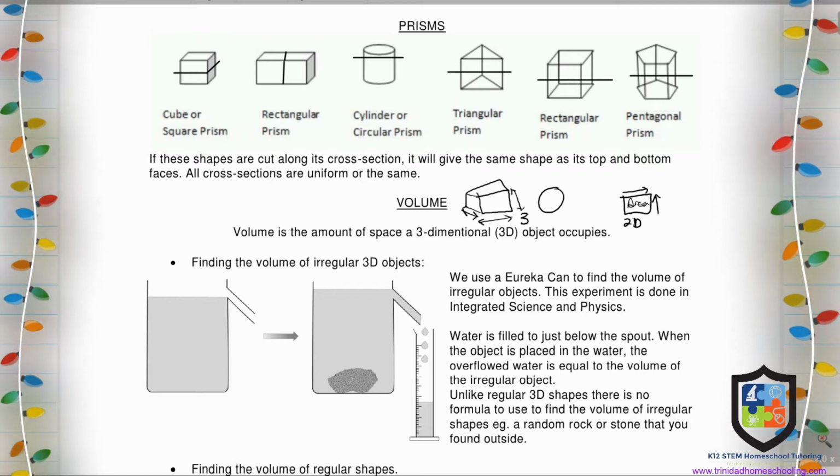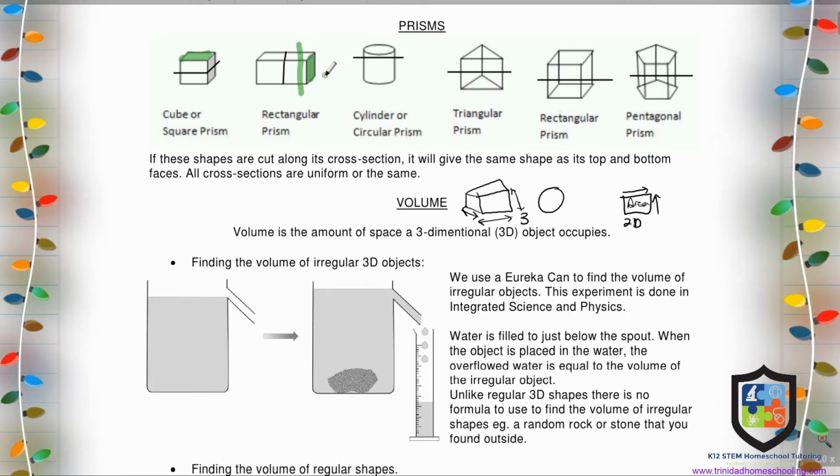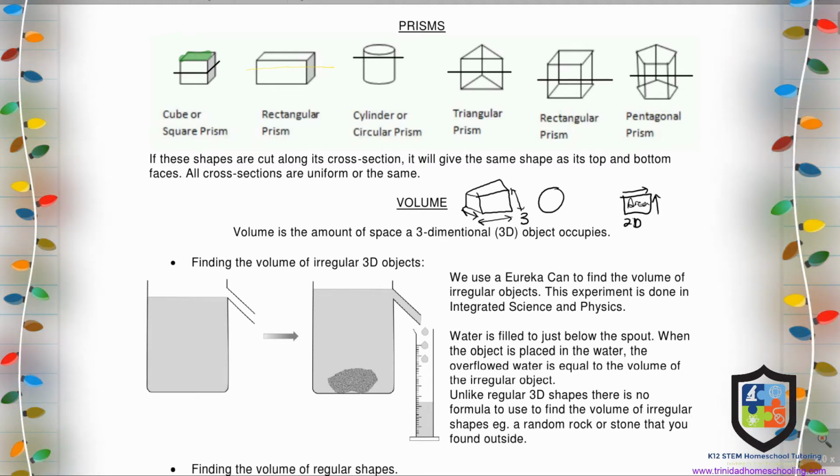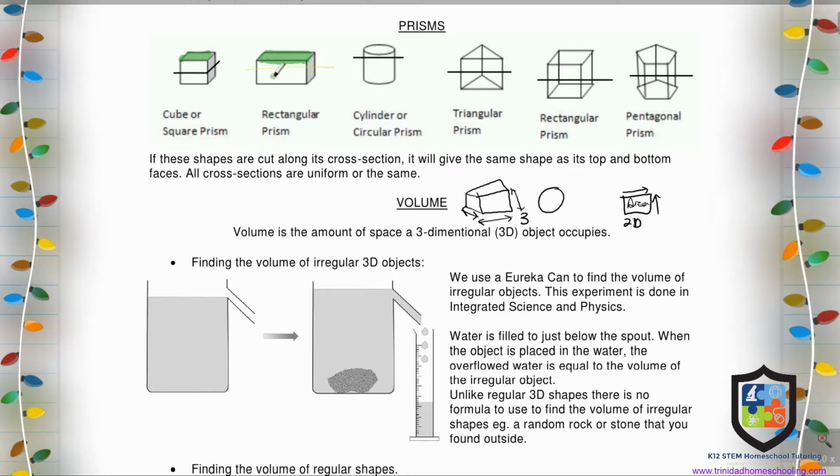So I'm going to highlight the top and bottom faces here. This is a square. If I were to cut a slice of this along the cross section, the slice would look square. This is my face. If I were to cut along here, then the slice that would come off would be the shape of this face. If I were to cut this way, along this cross section, then it would be the shape of this face. And all would be the same shape.